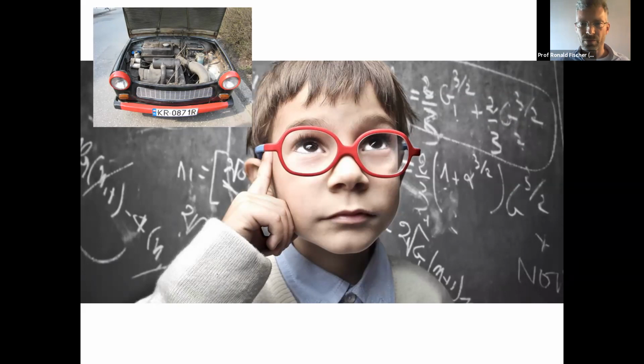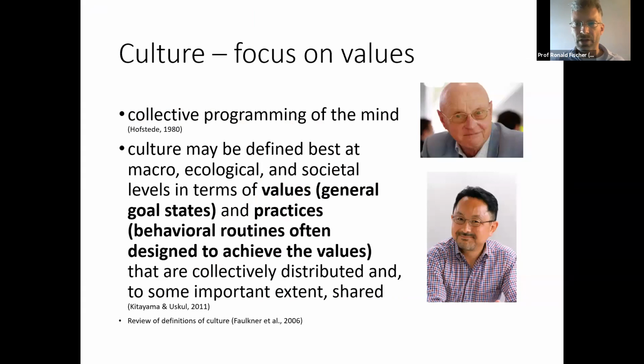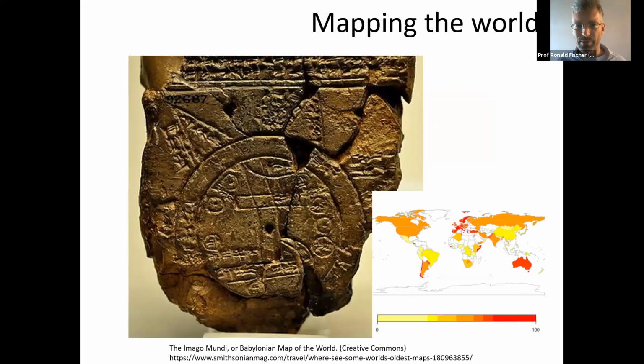So this is bringing us back to some of the authors that the ambassador already mentioned. For example, Hofstede, the focus on values, what he called the collective programming of the mind. So this is what researchers have used to start unpackaging the differences around the world, to create world maps. Here's a Babylonian map. So this is, again, one of our commonalities around the world. We try and understand our world and create maps that help us navigate our social environment.